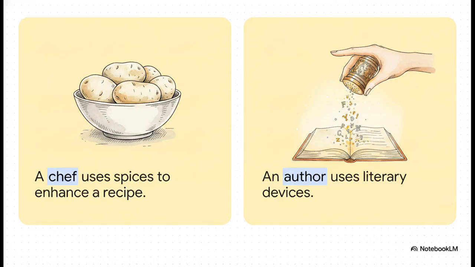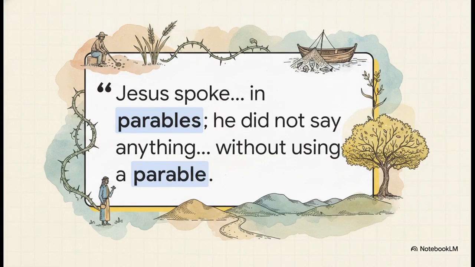Literary devices are basically the essential spices of writing. They're the exact tools an author uses to bring a story to life, turning a basic, boring recipe of words into this vibrant, delicious feast for your imagination. And using these storytelling tools is actually a totally time-tested historical way to make messages really resonate.